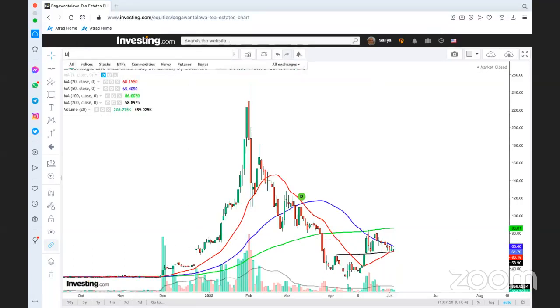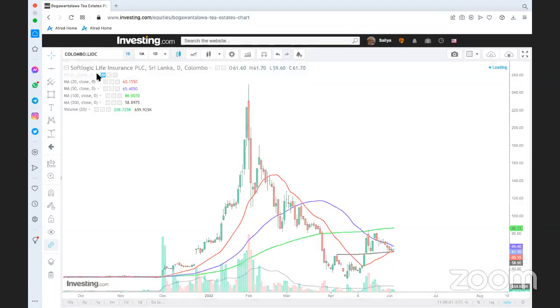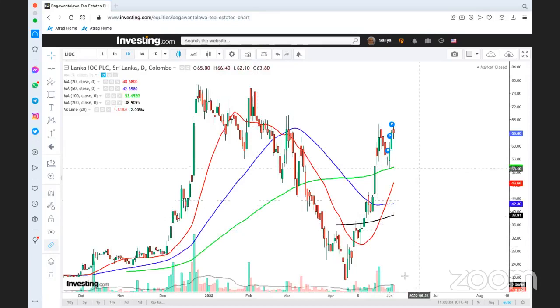Final one is LIOC. You can see in the LIOC, it's a different story, right? The 20 broken, 200 days broken, 50 days broken, and the 100 days broken. And for some reason or the other, this retracement has tested exactly the 100-day moving average and closed higher. Basically, it opened, came and tested that level, and went to a high and closed way above the 100-day moving average also.